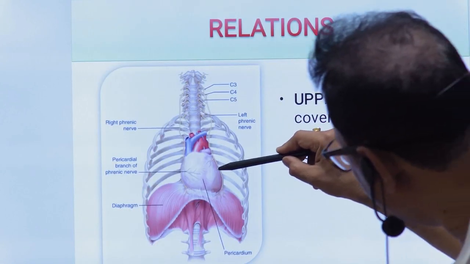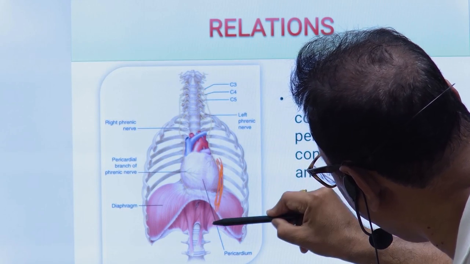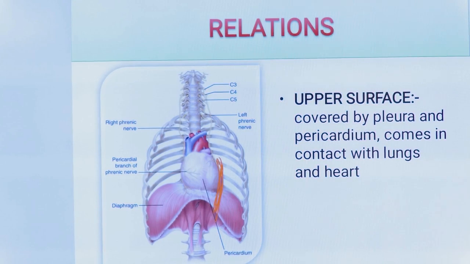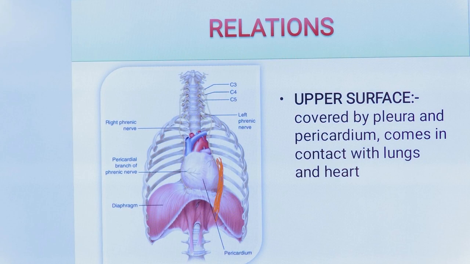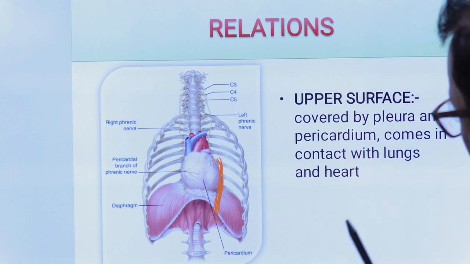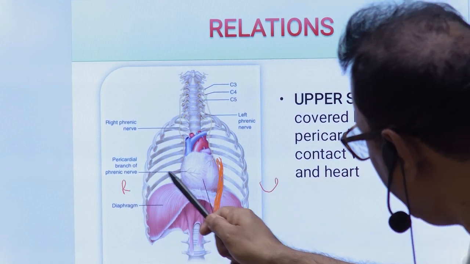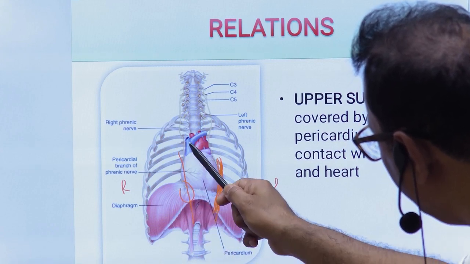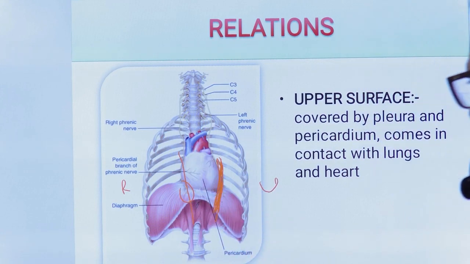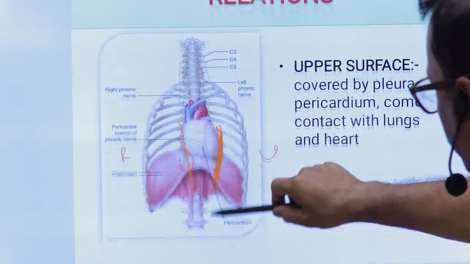See this one, the apex is over here, and we have the phrenic nerve over here. This phrenic nerve will pass through where the apex is, and it will pass through the diaphragm. So this is the left side, this is the right side. The right phrenic nerve, where the right atrium is, will pass through the vena cava opening, and the left phrenic nerve will pass where the apex of the heart is, and it will pass through the diaphragm.